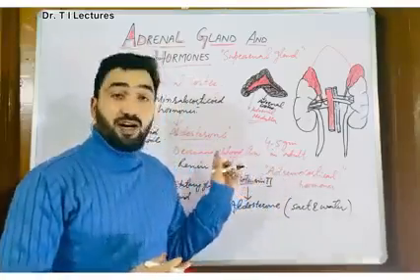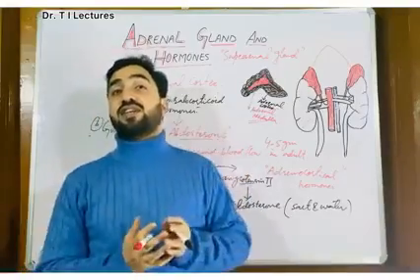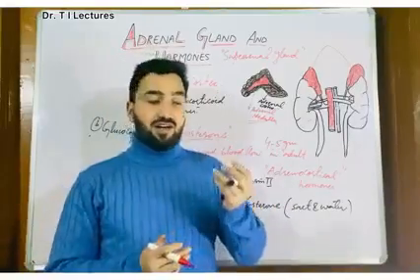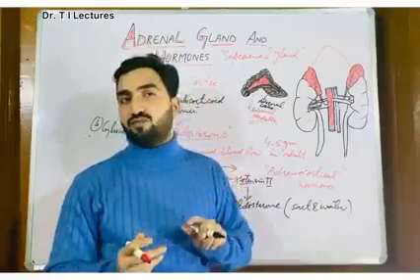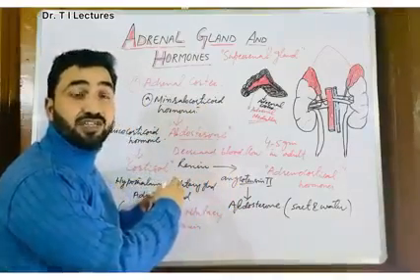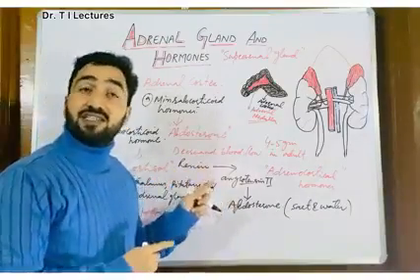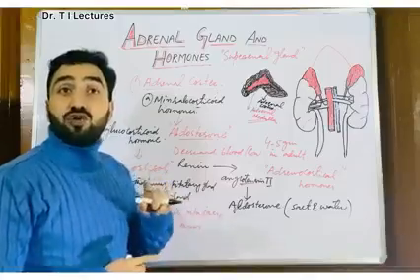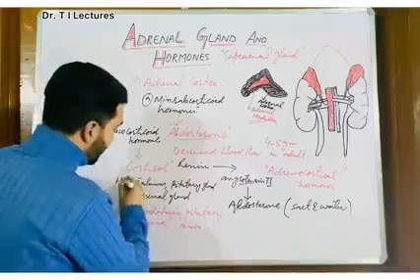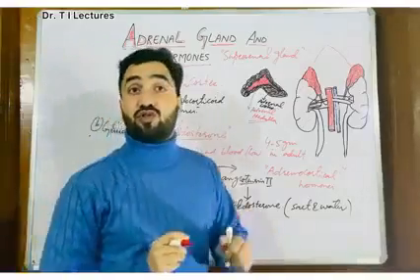So when cortisol levels in the blood are below normal, the cells of the hypothalamus release corticotropin releasing hormone. You got my point? When there is low cortisol inside the circulatory pipelines of our body, what will happen? The cells of the hypothalamus release an important hormone known as corticotropin releasing hormone, CRH.